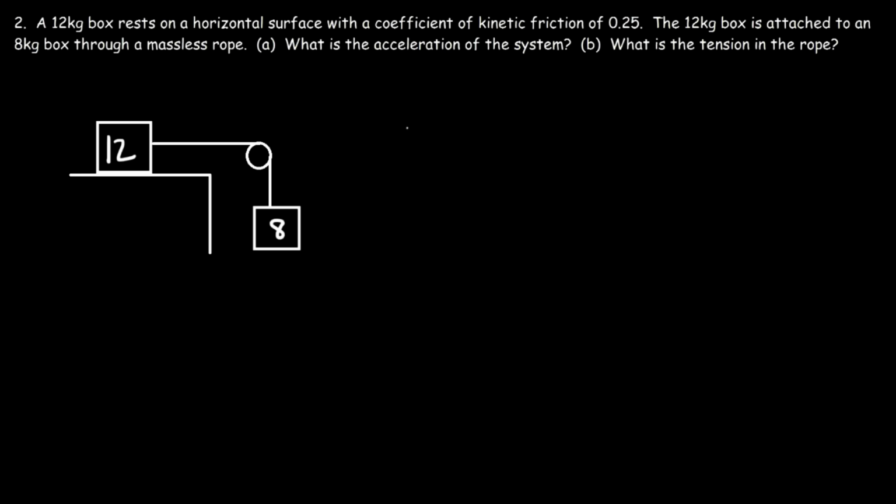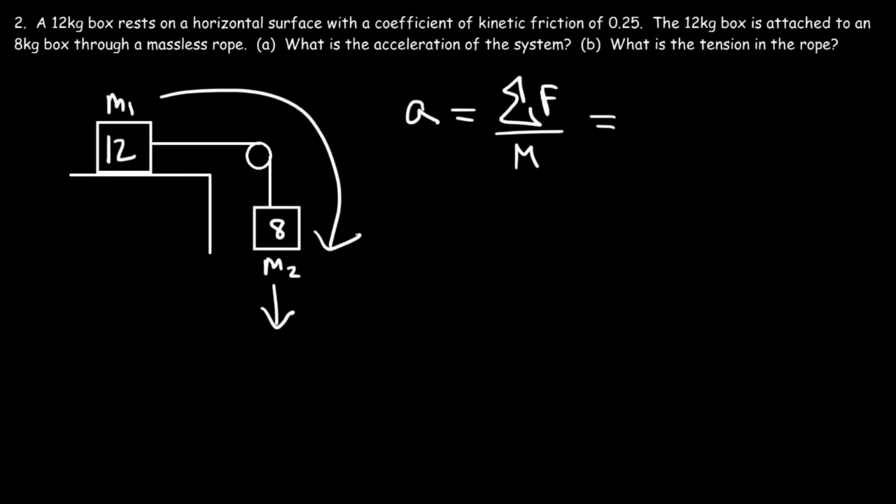Now, to find the acceleration of the system, at least the fast way, keep in mind it's going to be the net driving force divided by the total mass of the system. Now let's call this M1 and this one M2. Just like before, the driving force of the system, the force that causes the whole system to accelerate towards the right and in a downward direction, is going to be the weight of block 2. So that's M2G.